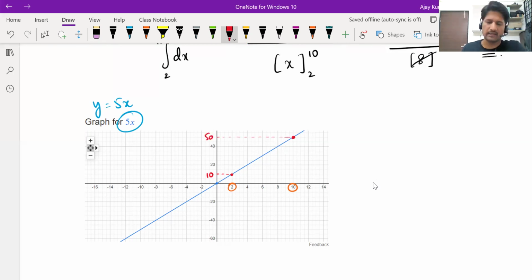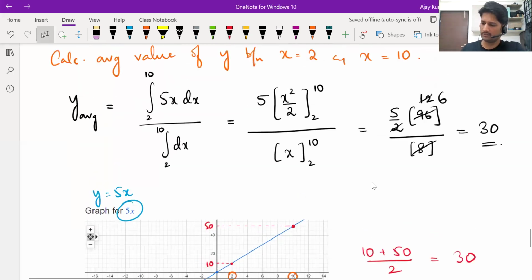And this is a straight line. I told you, for a straight line, or when the variation is linear, the average value is always the mid value of the extremes. The extremes are 10 and 50 here. The average of 10 and 50 is 30. And that's the answer we got. Okay. So for linear functions, it's easy. Just take initial final value, divide by 2. You'll get the average value.